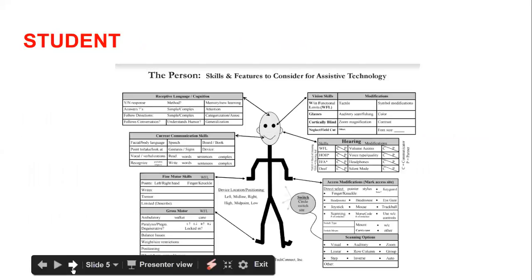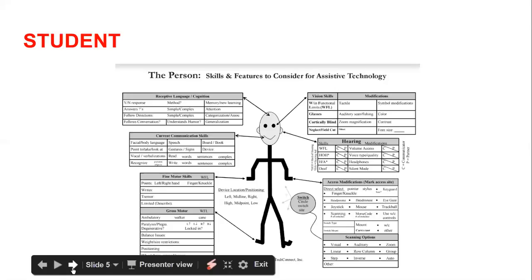Okay, so let's start with the student. And I like this little graphic that is provided to you through EduPlanet in our resources area. I like this little graphic of a person, because it really kind of starts you out thinking about the idea that this is a person. Our students are people first, and there are things about their physical strengths and weaknesses or cognitive strengths and weaknesses that we need to consider. And this is a good way to think about that.